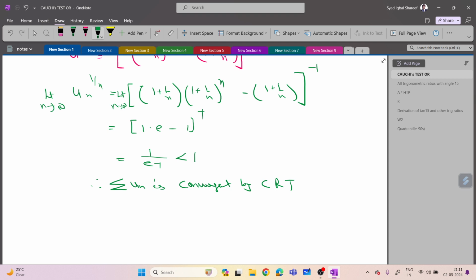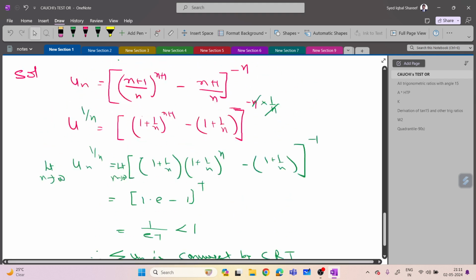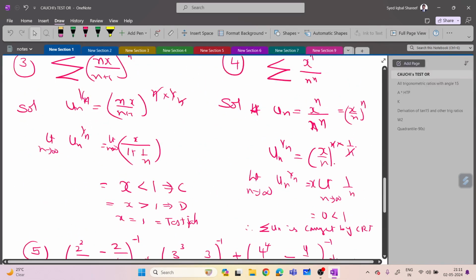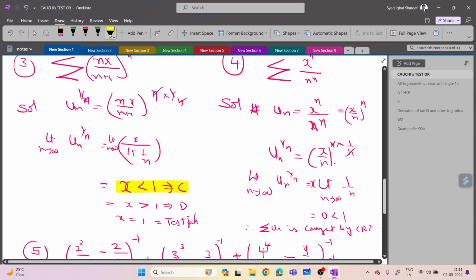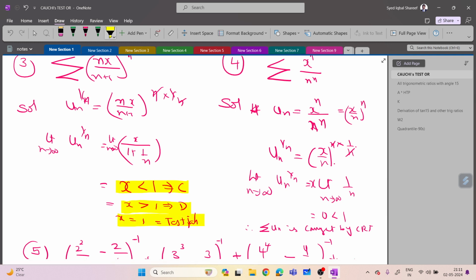We got x. Suppose what is x? If x is less than 1, we don't know x. In one problem we got x. You see this problem. This problem we got x. X is less than 1, the series is convergent. X is greater than 1, the series is divergent. When x equal to 1, the test fails. So all the conditions we have done.